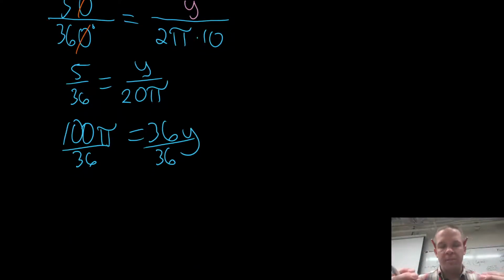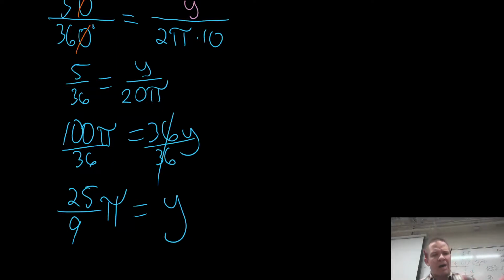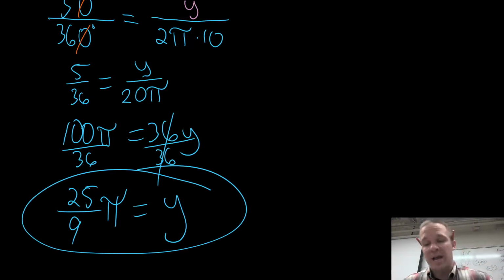Okay, so we have 100 divided by 36. Can we reduce that? Well, I can definitely divide by 2, but can I divide by more than 2? Could I divide by 4? 100 divided by 4 is 25, let's just say. And then 36 divided by 4 is 9. Those guys are gone. And I'll leave the pi at the end there equals y. I can't divide 25 and 9 by the same thing, so we're fully reduced here. This is my arc length. That is my answer to the problem.